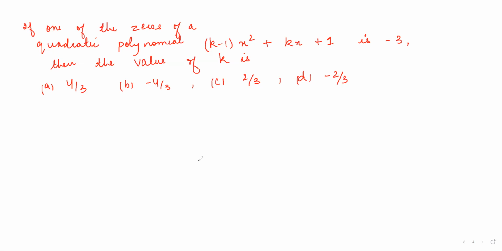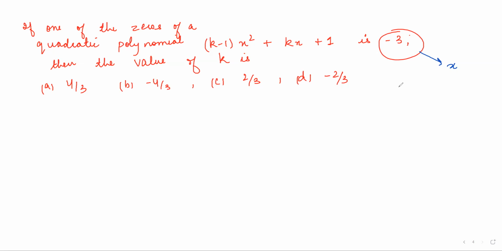Yes, any idea? See, it's again so simple. If one of the zeros is minus 3, okay, the zero is actually given here. Then the value of k is... What is the definition of zero, Abdullah? Yes, Martin, what is the definition of zero? Root. Yeah. Zero is actually that value of x at which what happens? In which the equation is solved. Yeah, basically your polynomial becomes 0, isn't it?